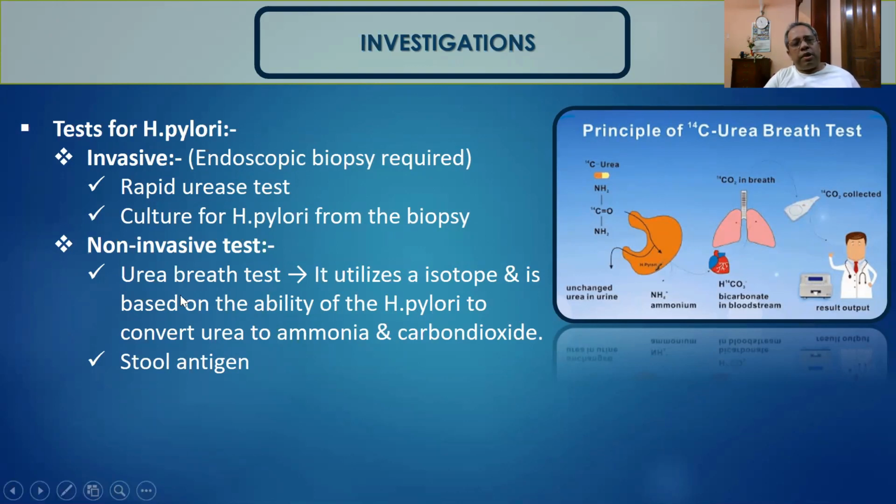Non-invasive test: the urea breath test. It utilizes an isotope and is based on the ability of H. pylori to convert urea to ammonia and carbon dioxide. That means you ingest some urea through the mouth, it goes to the stomach, and urea is split. Ammonia is produced, bicarbonate is released, and through the respiratory tract it goes out with the breath. The breath is collected with a meter that can measure it. So this is called the urea breath test.